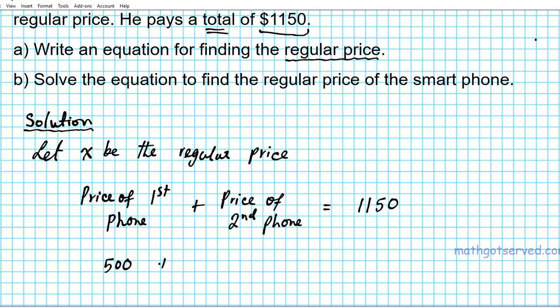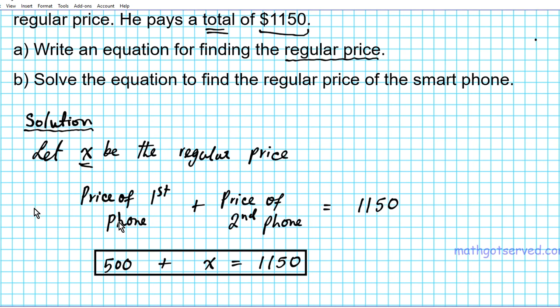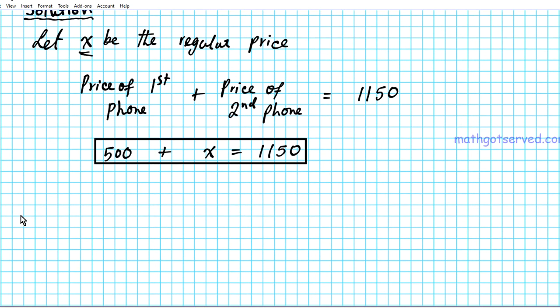Now, what's the price of the second phone? The second phone that has the regular price without the discount. The price of the second phone without the discount is x. We declared that earlier. Okay, so 500 plus x gives us 1,150. So this is the equation that we can use to solve for the regular price of the phone. Okay, so that's the answer to question 1a. Alright, now we're going to direct our attention to 1b. So this is 1a.